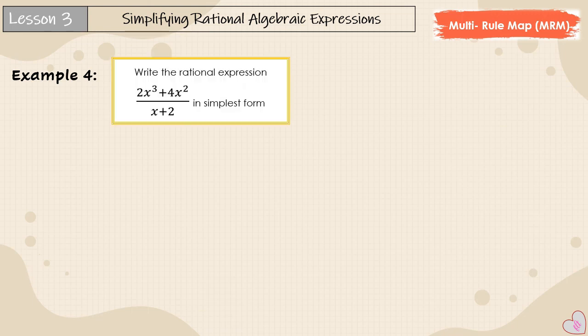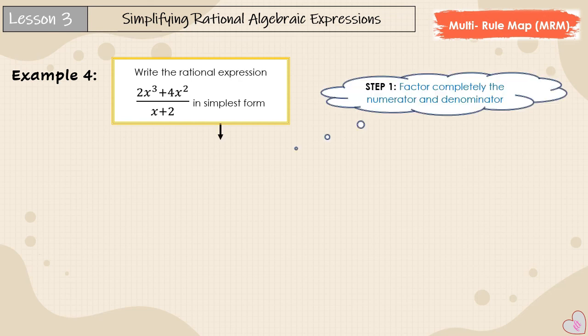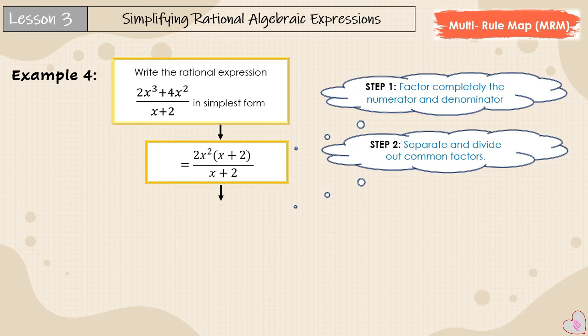Example number 4. Write the rational expression 2x raised to 3 plus 4x raised to 2 all over x plus 2 in simplest form. Step 1. Factor completely the numerator and the denominator. So we have 2x squared times quantity x plus 2 all over x plus 2. Step 2. Separate and divide out common factors. We have 2x raised to 2 times x plus 2 all over x plus 2.